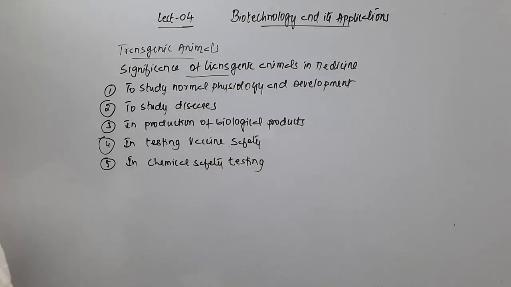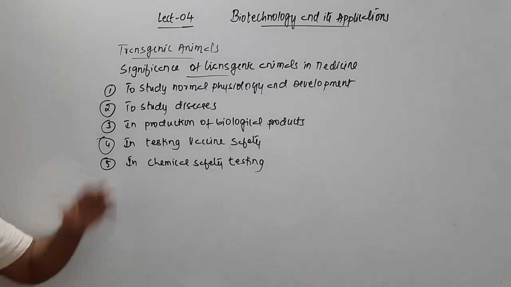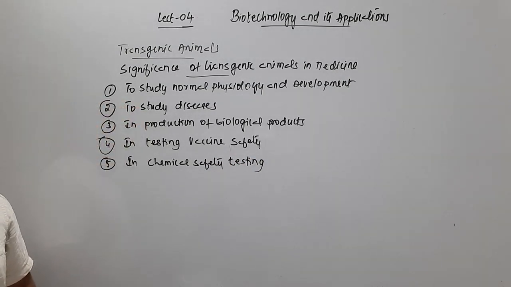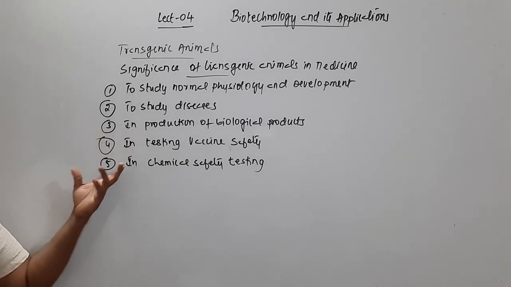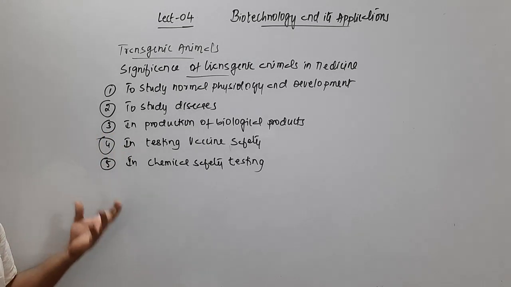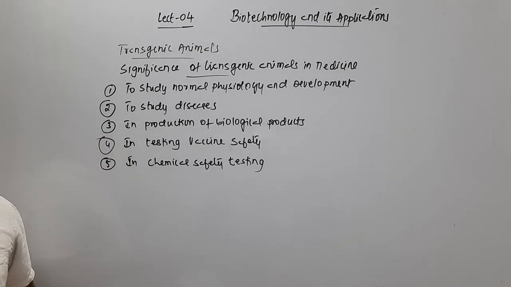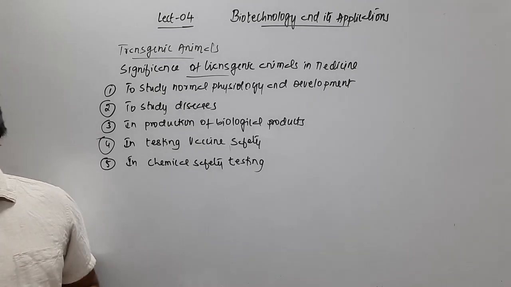So they are used to study normal physiology and development, to study diseases, in making biological products, in testing vaccine safety, and in testing chemicals also. For all this, we are using these transgenic animals, right?